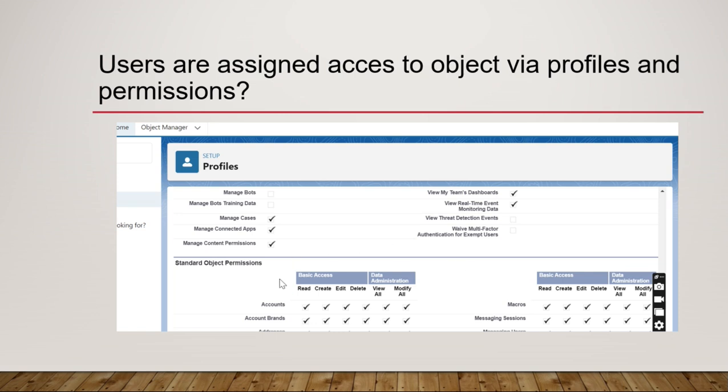Here you can give access to the object, whether read, create, edit, delete, etc. And then you can also give it at the field level security. That is the next level that you have seen. All these are from the admin topics. You must know these before this session, which is related to developer. But still, I just want to let you know that as an admin, users are assigned access to objects via profiles and permission sets, and field level security.